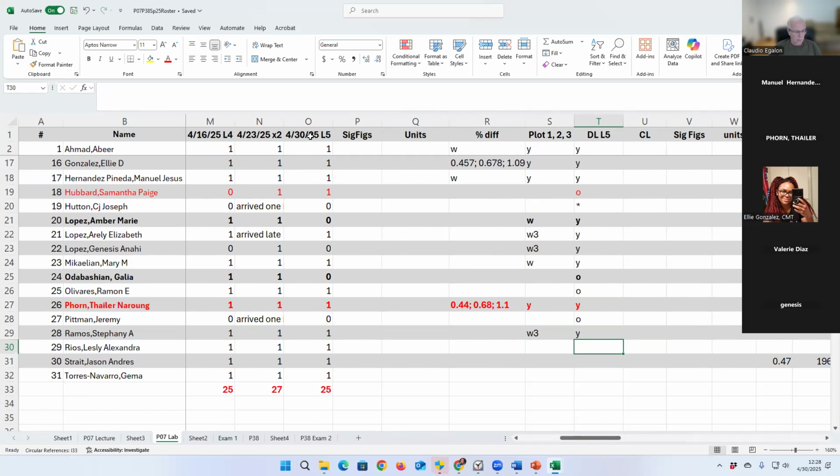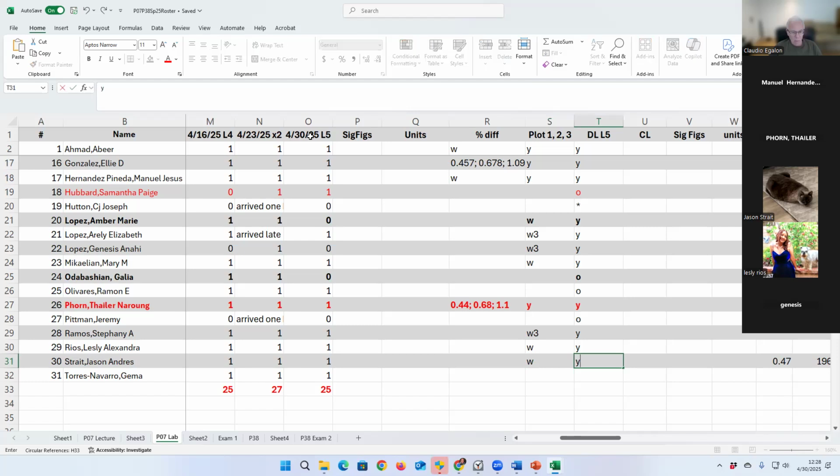Okay. Let's see. Leslie Rios. Yeah, I downloaded it. I'm just working on the graphs. Okay, you're working on the graphs. That's good. Jason Straight. I'm working on the graphs. I think I did something wrong, so I'm trying to figure it out right now. But I downloaded it, yeah. I'm working on it though.